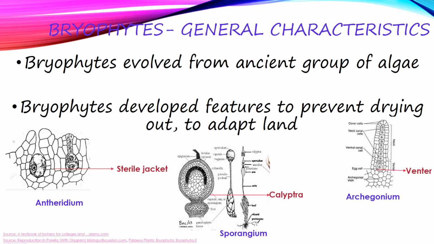The basal part of the archegonium is called the venter and it contains the egg cell. The venter portion has a few layers of sterile cells. This forms the sterile protective covering of the archegonium. That is, the sterile jacket layer protects the entire sporangium. Sporangia are the structures where spores are produced. The protective covering around the sporangium is called the calyptra.